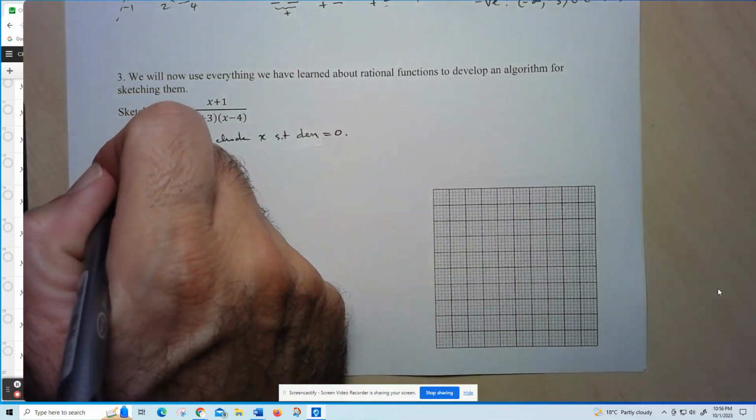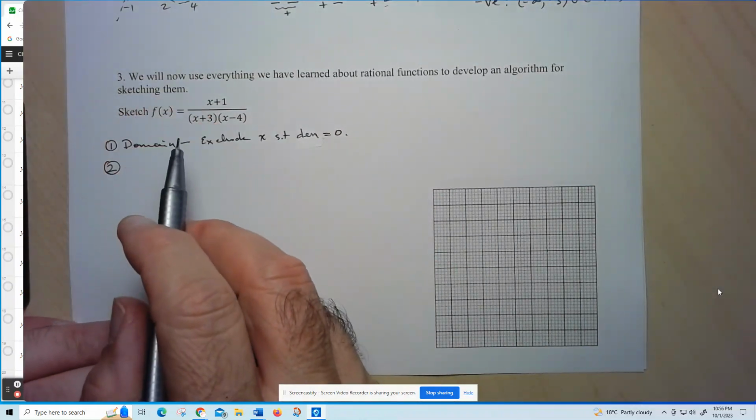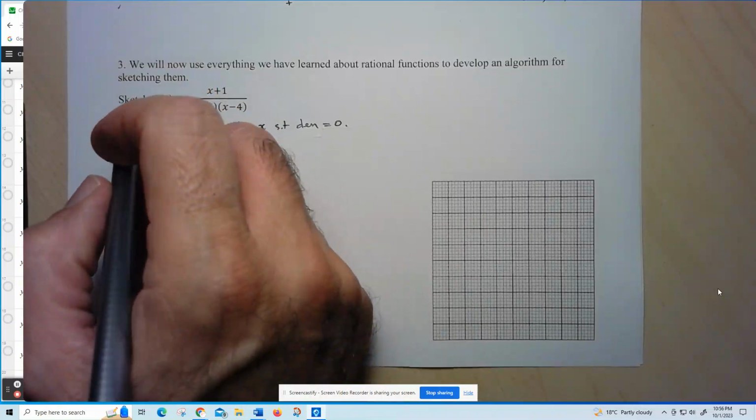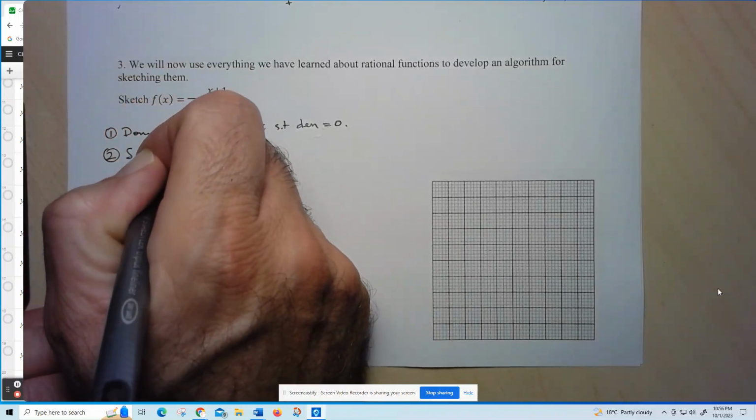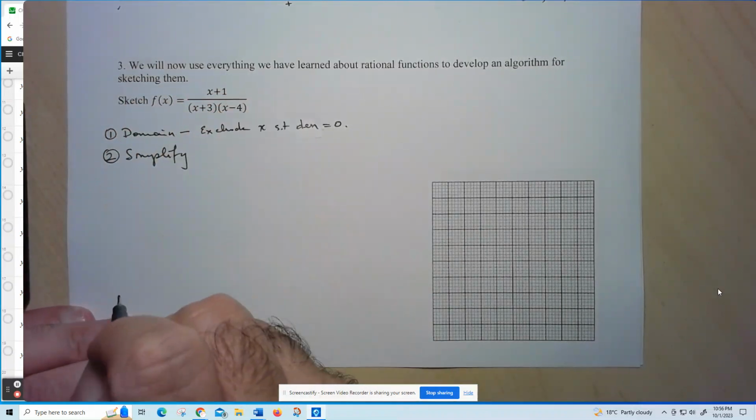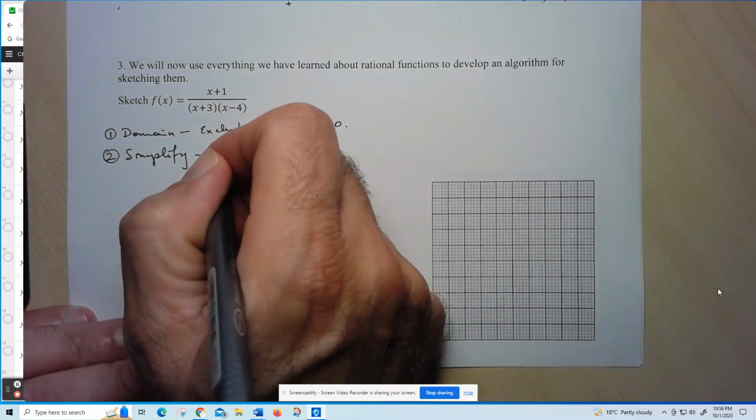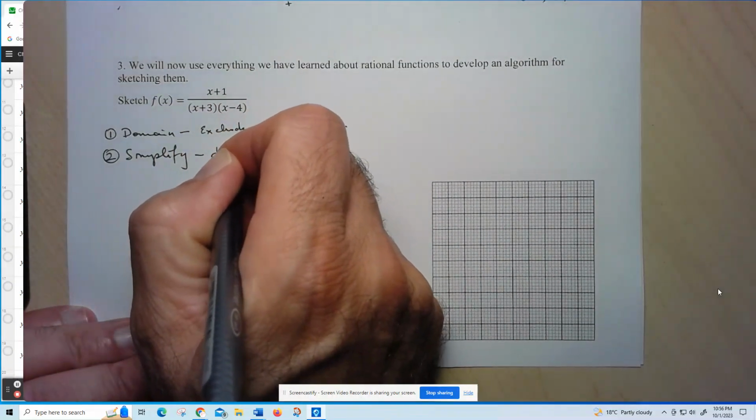Now one thing that didn't come into play here, but I'm hoping you thought about, is you should simplify and determine any holes if applicable.